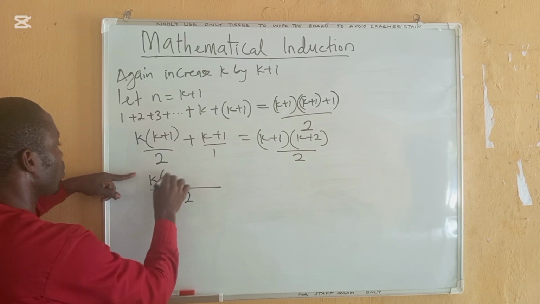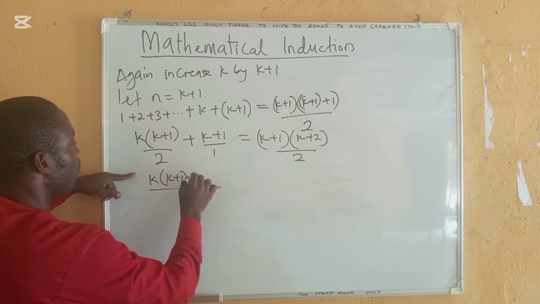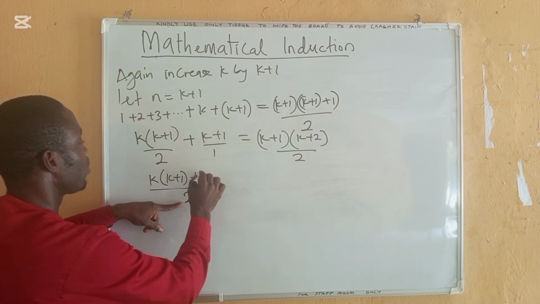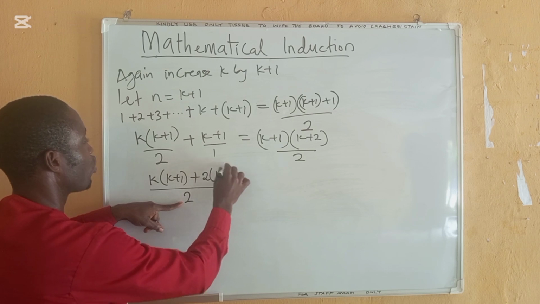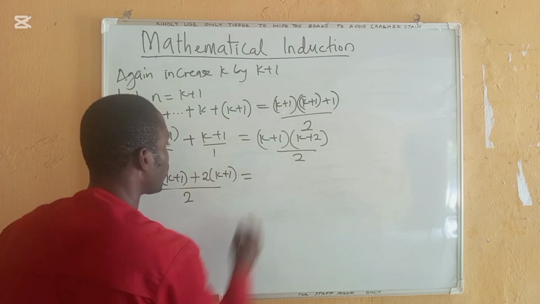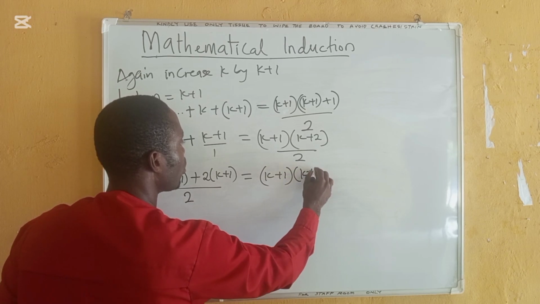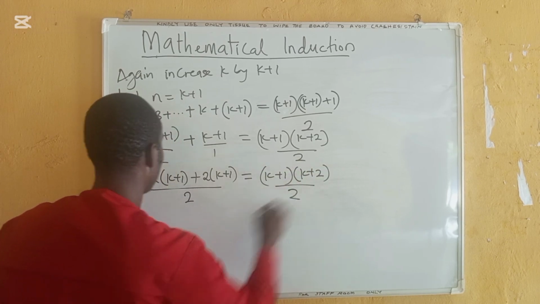So we have k into k plus 1 plus, 2 divided by 1 will give us 2, and 2 times the whole of this will give us 2 into k plus 1, which is equal to k plus 1 into k plus 2 divided by 2.